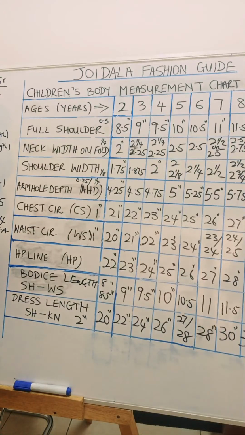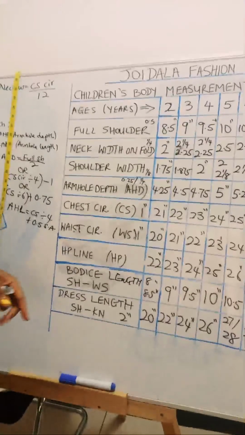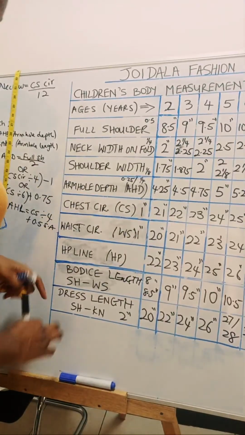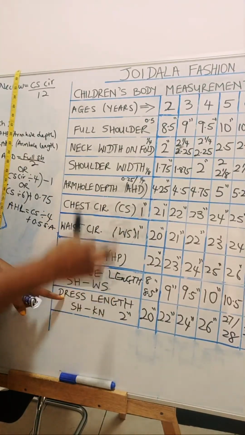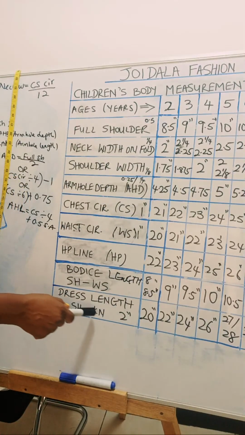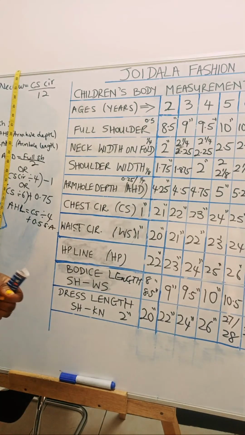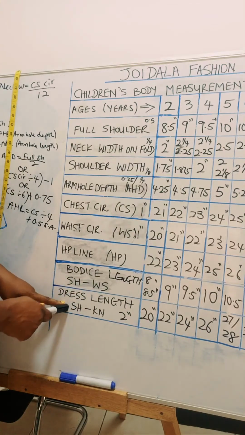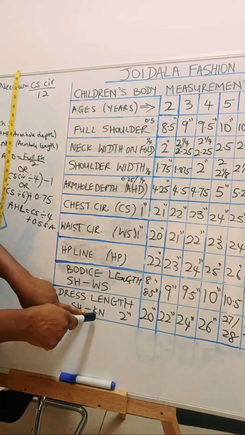And then the next one, the last but not the least that we're going to be looking at today, is the dress length. The dress length we are looking at in this case is from the shoulder to the knee. If you want yours to be longer than that, then you can always adjust based on the measurements and the style you are working with. But the dress length we are looking at today is from the shoulder to the knee.